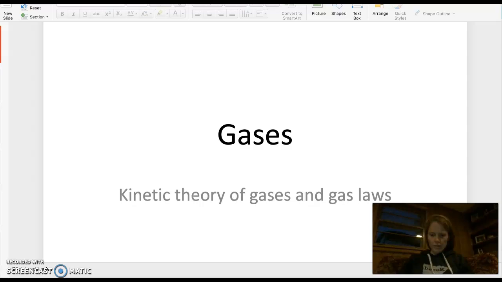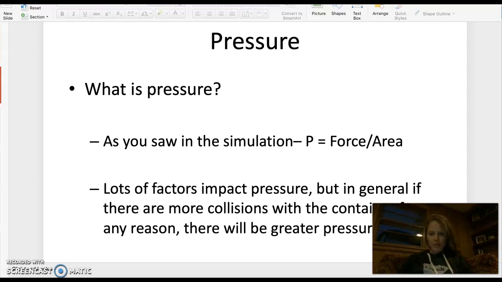I know that you've done your simulation now, so you've seen a little bit about how gases behave, and so we're going to talk a little bit more about that now, and then we'll go from there. So the first thing that you should have seen in that simulation was just thinking about the idea of pressure and what is pressure.